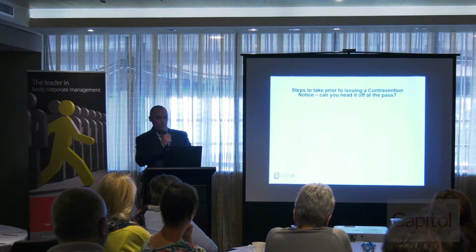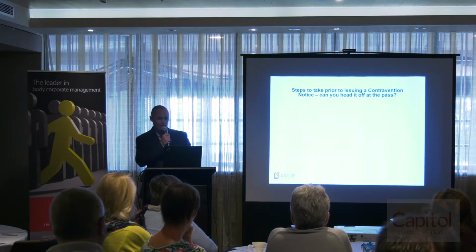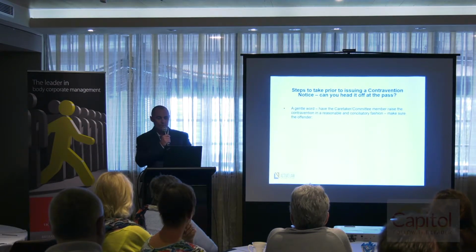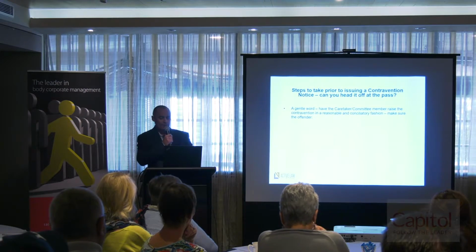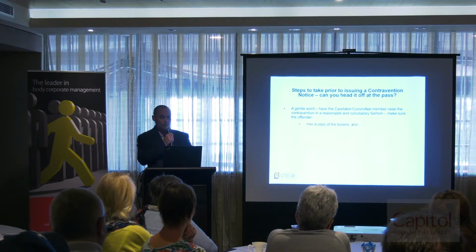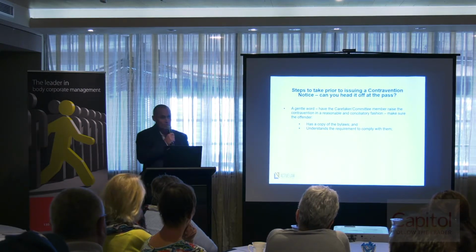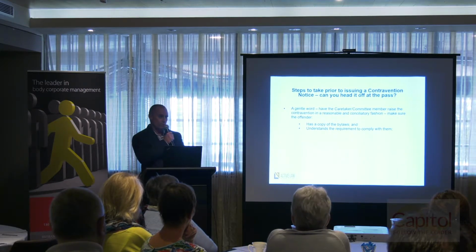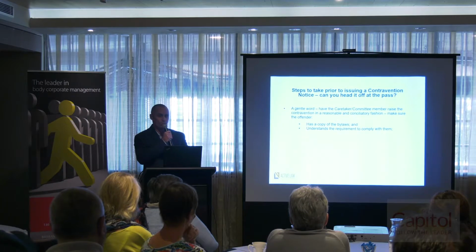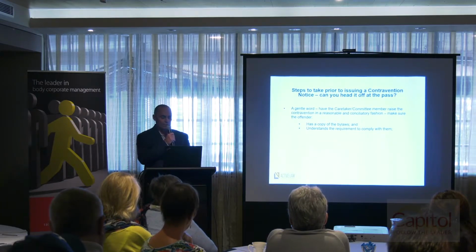So what can you do before you issue the contravention notice? How can you head these things off at the pass? Simply having a gentle word with the occupier. Make sure that they have got a copy of the bylaws and they understand the requirement to comply with them. Sometimes occupiers aren't given copies of bylaws when they take up residence within the scheme. They should be. Sometimes they're not, or sometimes they simply didn't read them. They haven't realised that they are breaching the bylaws.